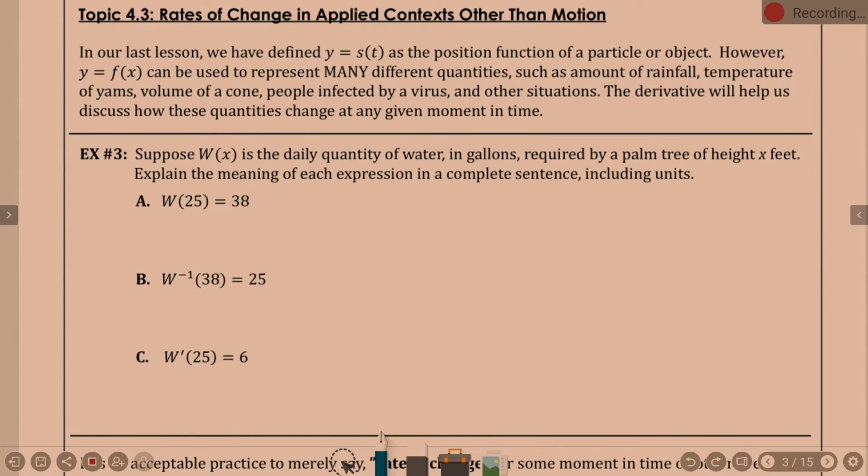In our last lesson, we defined y equals s of t as the position function of a particle or object. However, y equals f of x can be used to represent many different quantities such as amount of rainfall, temperature of yams, volume of a cone, people infected by a virus, or other situations. The derivative will help us discuss how these quantities change at any given moment in time. So take a break from physics for the moment. It's still physics related in a way, but we're not specifically talking position, velocity, acceleration. We're looking at, what do these expressions mean? What do these labels mean?